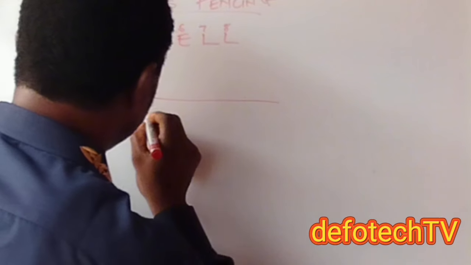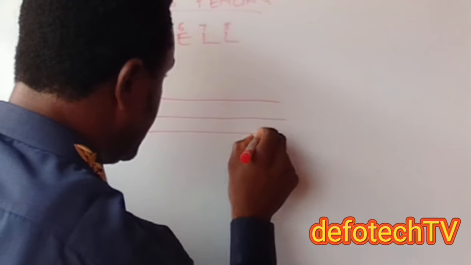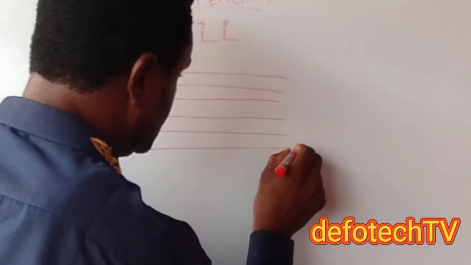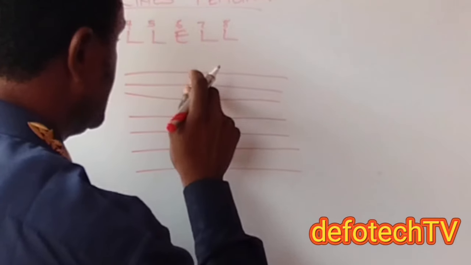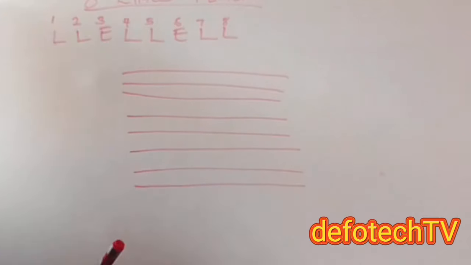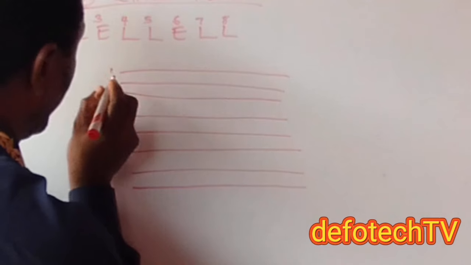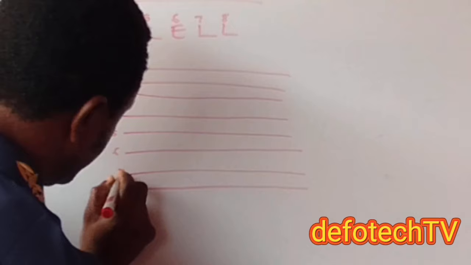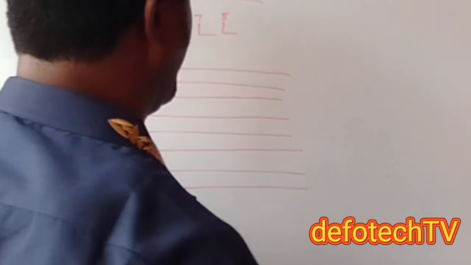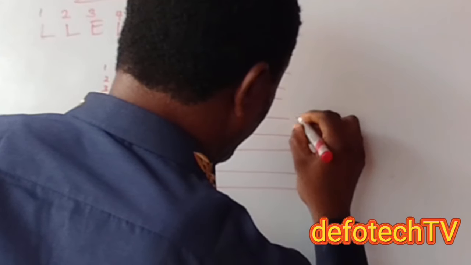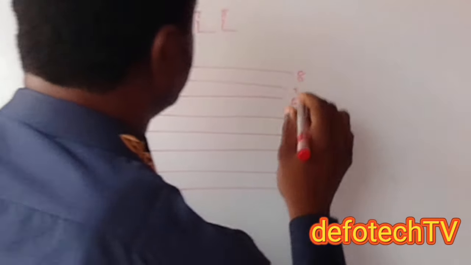Let's assume this is a fence. One, two, three, four, five, six, seven, and 8. Now, I want to label these lines. Let's say this is 1, this is 2, 3, 4, 5, 6, 7, 8. And also, I'll label it the other way, 1, 2, 3, 4, 5, 6, 7, 8.